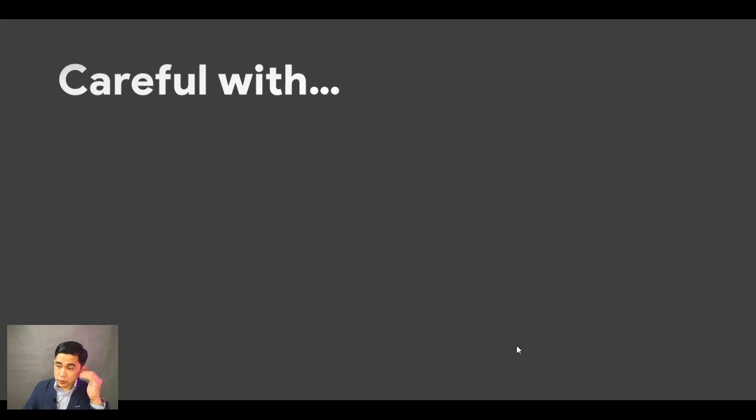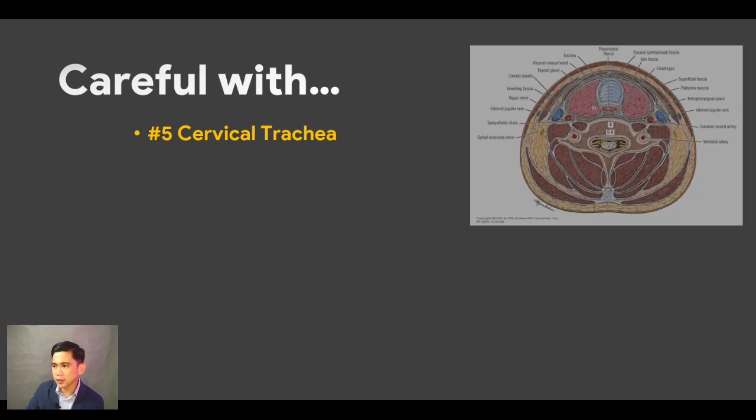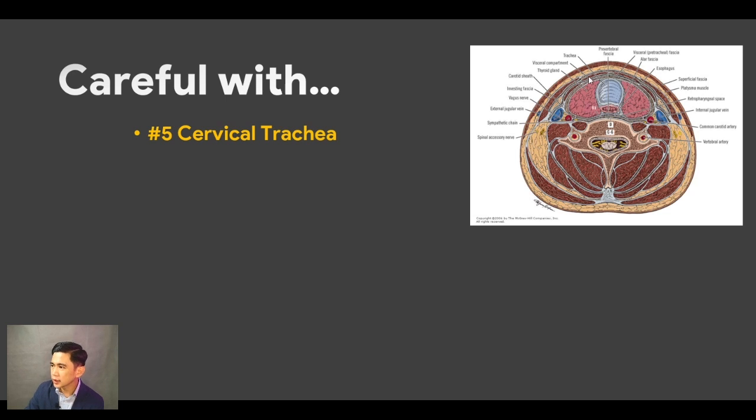Next, we need to be careful with the cervical trachea. Cervical meaning the neck trachea. We have two parts of trachea: the cervical trachea and the thoracic trachea, the chest trachea and the neck trachea. The thyroid is found in the neck trachea, or the cervical trachea. This is the thyroid gland. This is the trachea. As discussed earlier, the thyroid gland hugs the trachea. So if we have to get the thyroid out, we just be careful not to damage the cervical trachea.